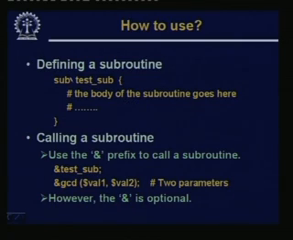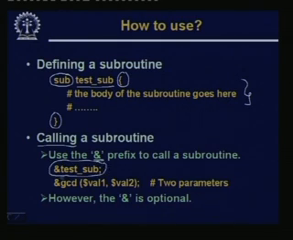Defining a subroutine is easy. It starts with a keyword sub. So, any subroutine must start with this keyword followed by the name of the subroutine, then an opening curly brace, and an ending curly brace. So, whatever comes in between will be the body of the subroutine. Okay. This is how we define a subroutine. Now, the subroutine can be defined in any place in a given program, but when you are trying to call it, normally we use this ampersand prefix to call a subroutine. For example, in this case test underscore sub was the name of the subroutine. When you call it, we give an ampersand before it, ampersand test sub.